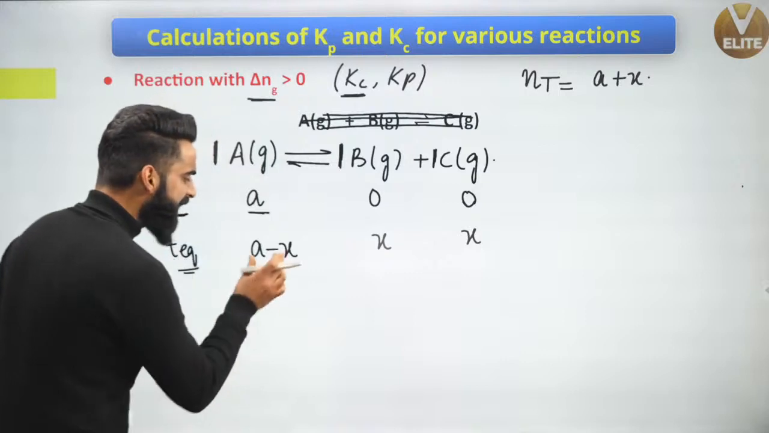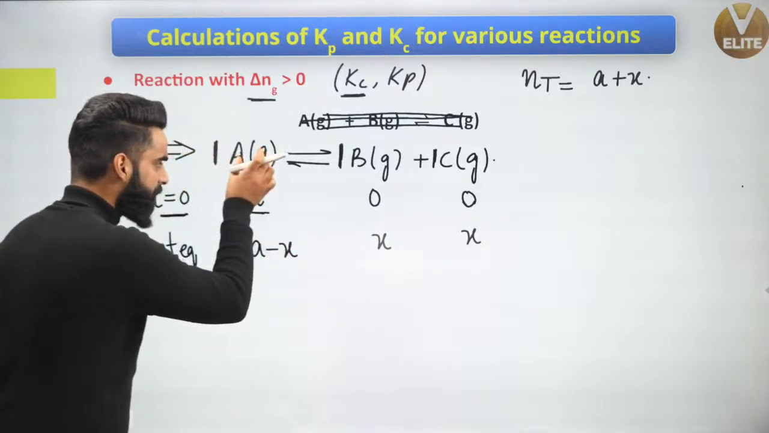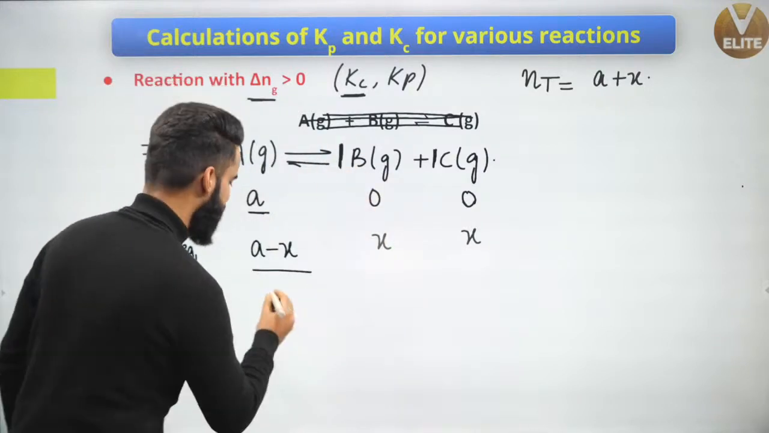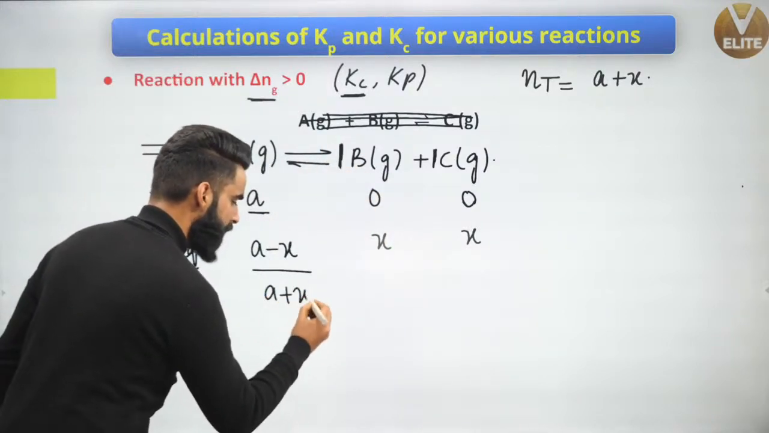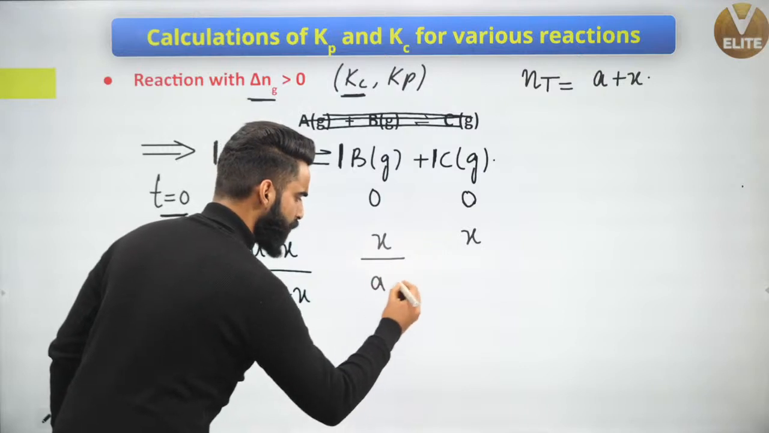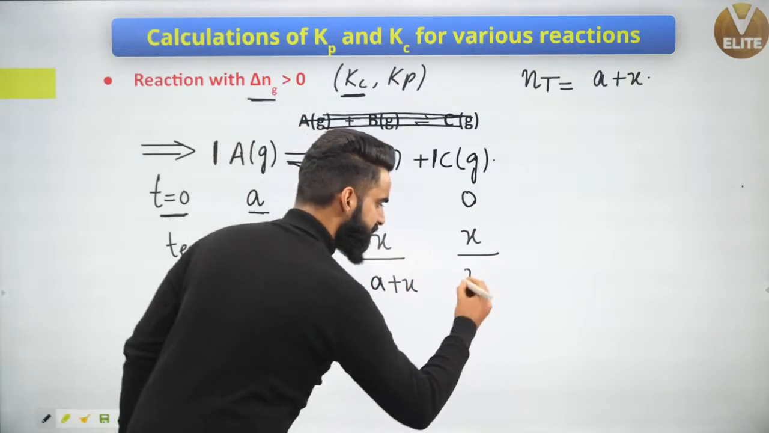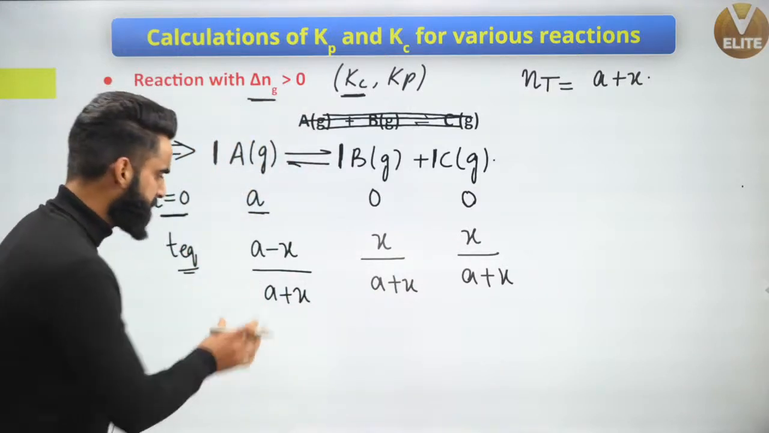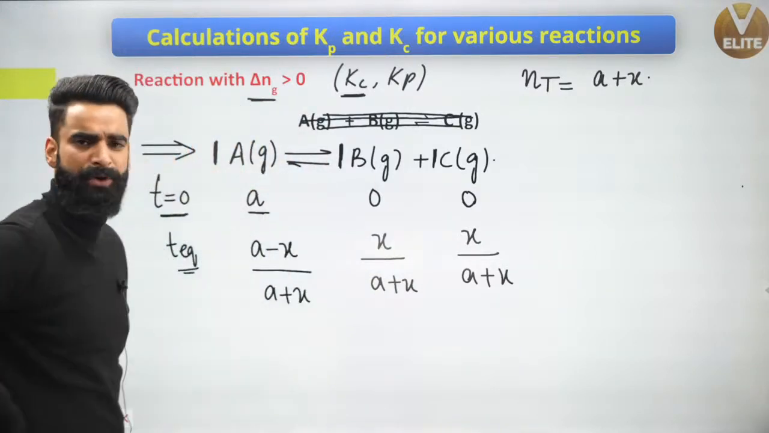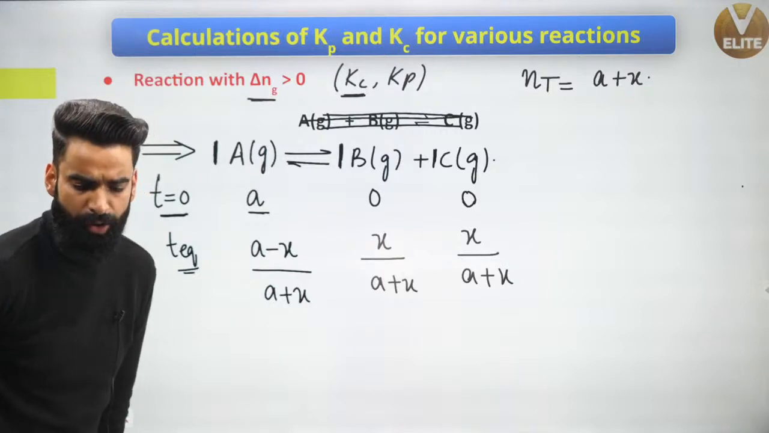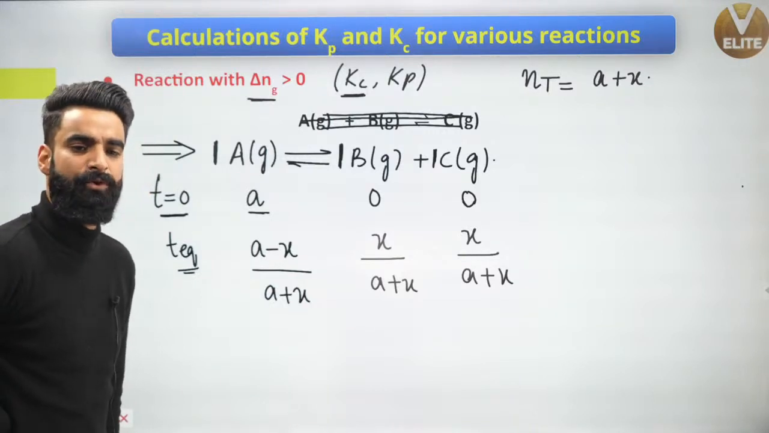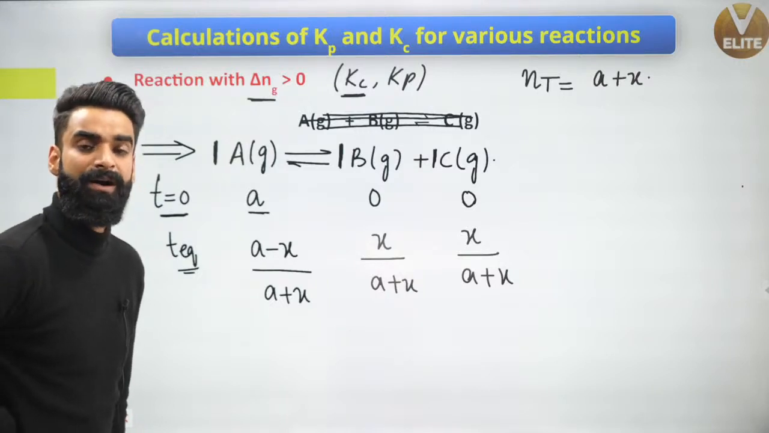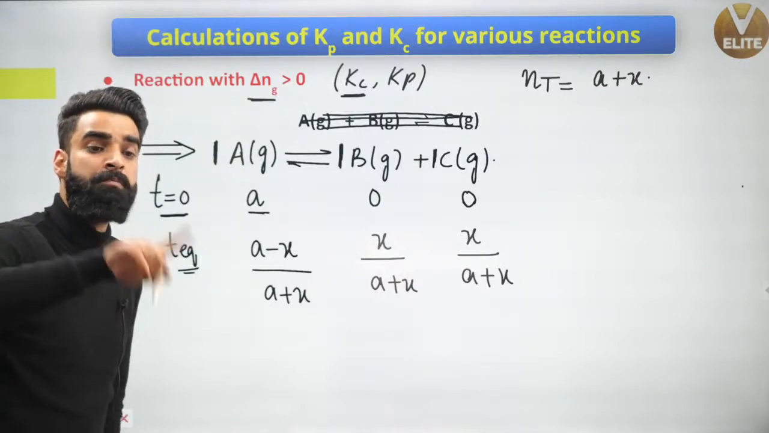Now people, let me show you what I am going to do. If I divide these moles of reactant by the total moles present in the container, that is A plus X, and I divide this also by the total moles, which is A plus X, and this also by A plus X, can I say I got the mole fraction of each reactant and product at equilibrium? Very, very simple.